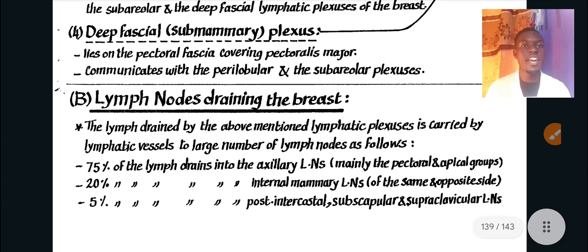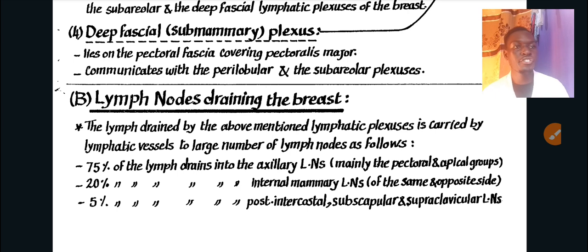Now, the lymph drained by the above lymphatic plexuses is carried by the lymph vessels to a large number of lymph nodes as follows. 75% of the lymph drains into the axillary lymph nodes, and the axillary lymph nodes may include the pectoral, apical lymph nodes, the posterior axillary, the anterior axillary, as we shall see. And then 20% of the lymph drains into the internal mammary lymph nodes, and then 5% drains into the post-intercostal and the subscapular and the supraclavicular lymph nodes.